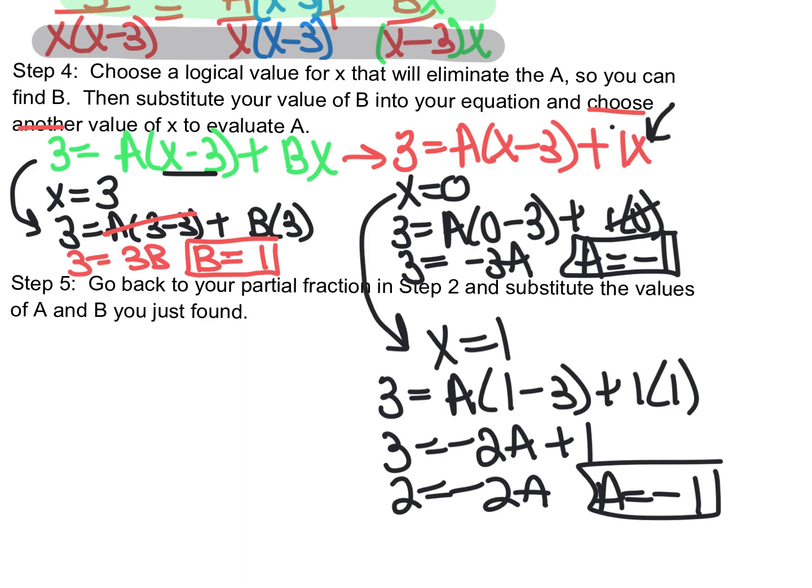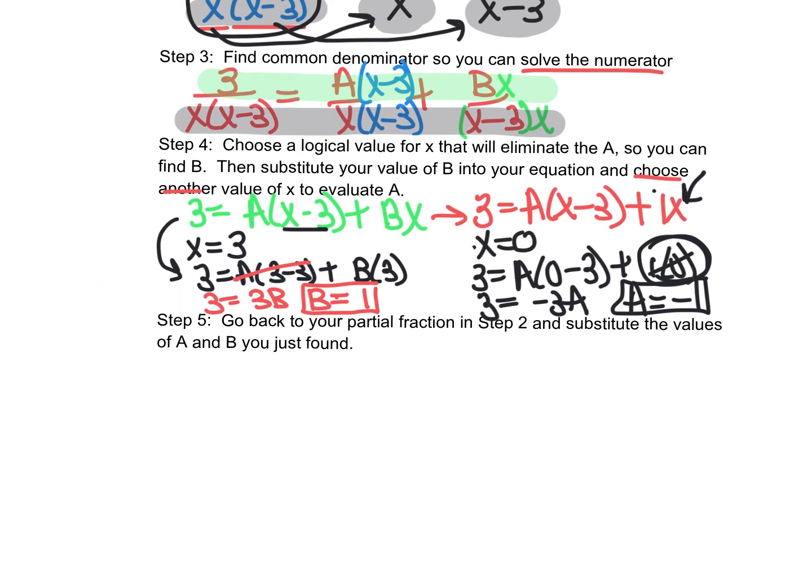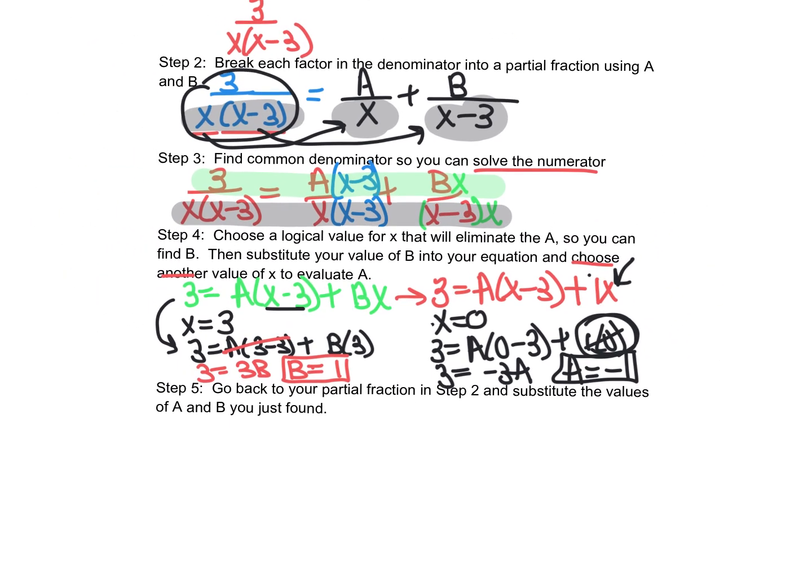However, the reason I picked x equals 0 first is because it just easily eliminated that last term. So you could pick a different value. If you don't choose to pick the same one that I did, that's fine. And then once we know what A and B are, go back to your partial fraction in step 2.